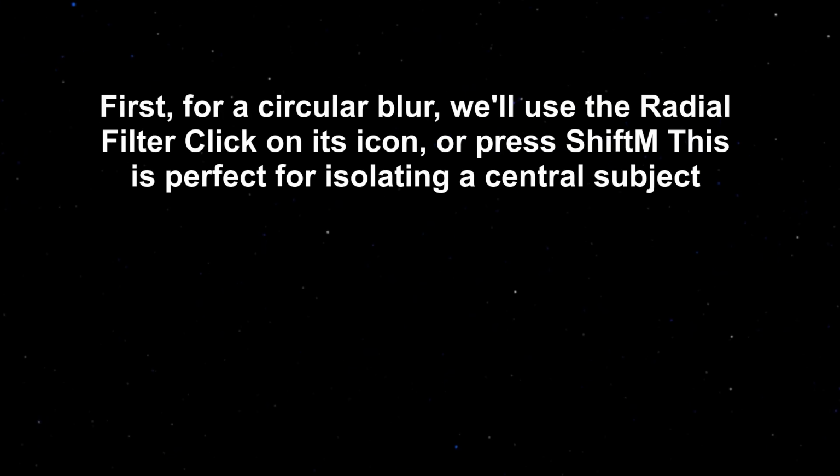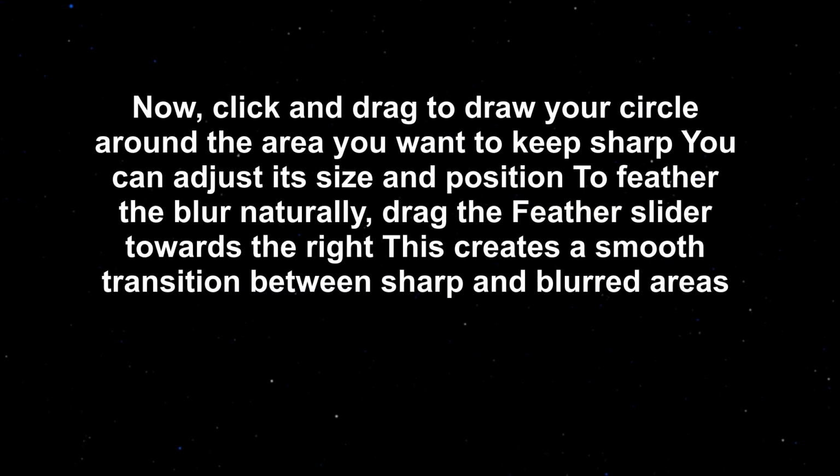First, for a circular blur, we'll use the Radial filter. Click on its icon or press Shift+M. This is perfect for isolating a central subject. Now, click and drag to draw your circle around the area you want to keep sharp. You can adjust its size and position to feather the blur naturally. Drag the feather slider towards the right. This creates a smooth transition between sharp and blurred areas.